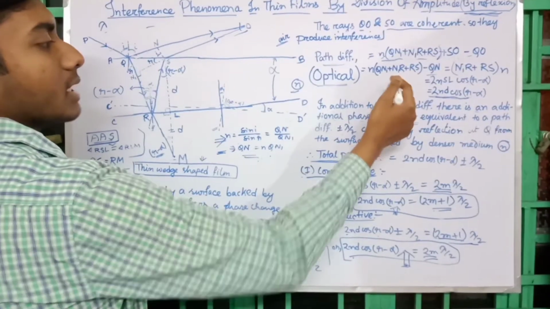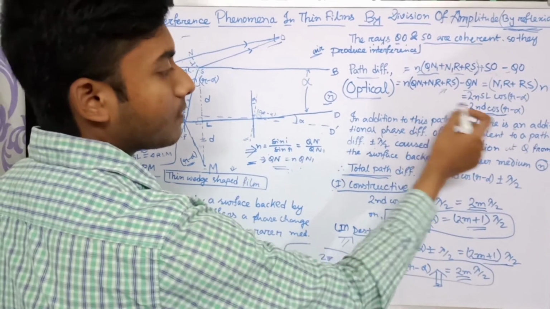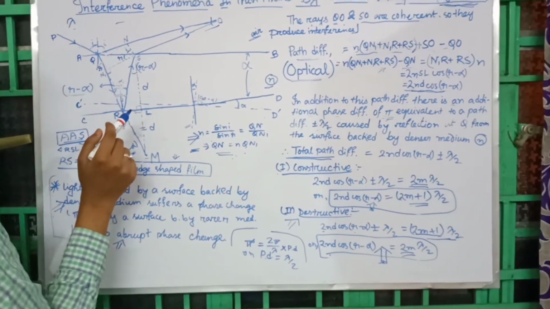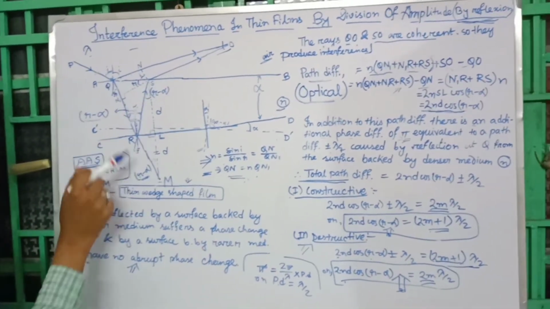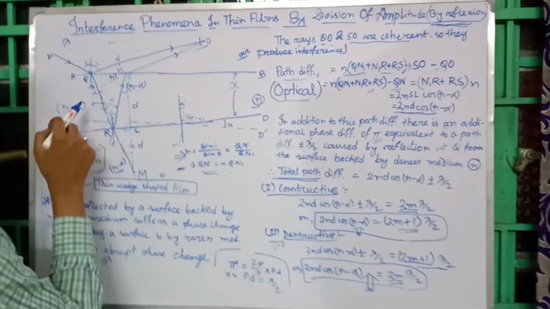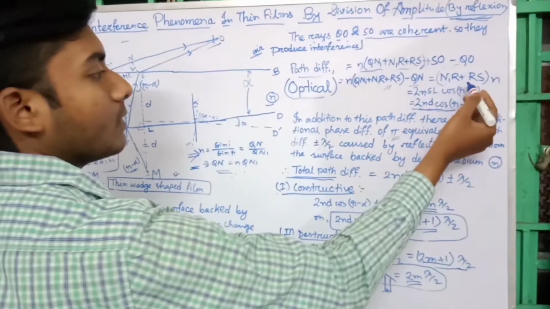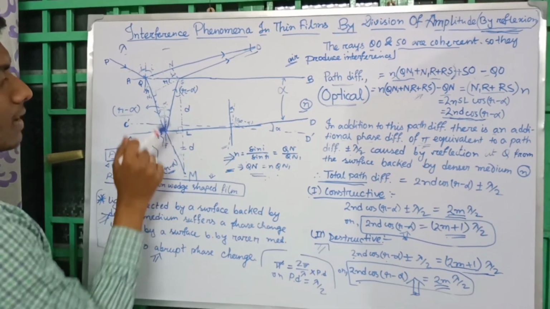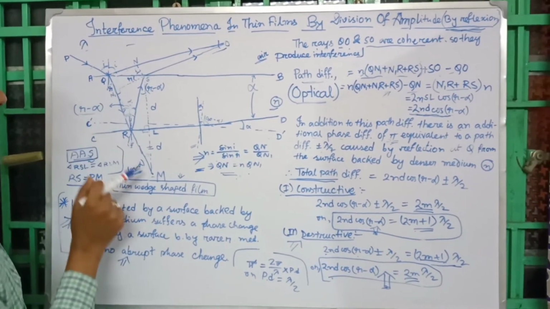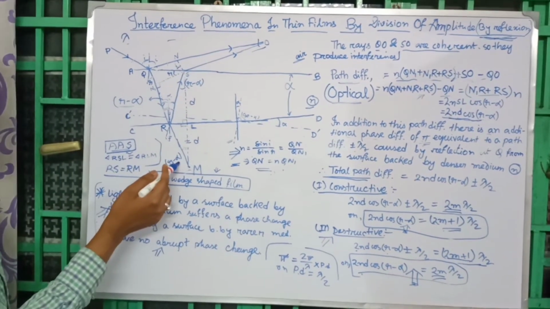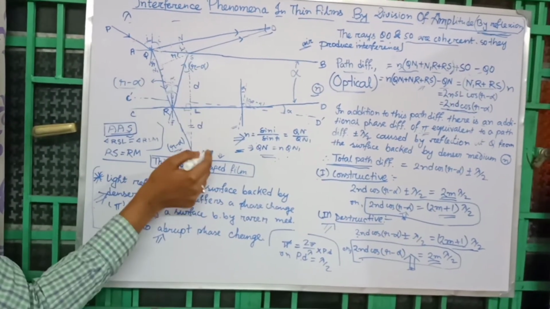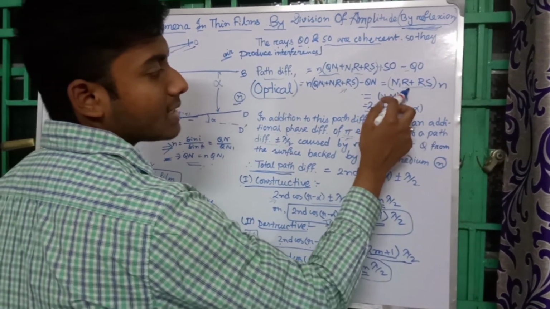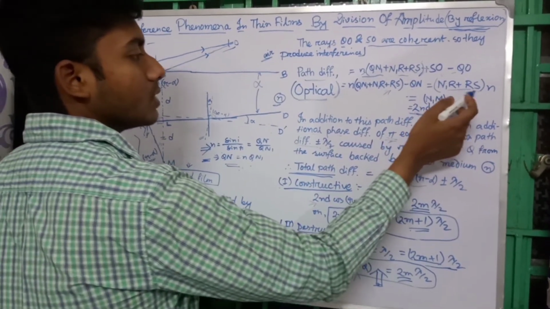So putting these values in this equation, we get (N1R plus RS) into N. Now RS equals RM, so we can write this as N1M into N. And from the triangle N1MS, we can see that N1M equals 2D cos (R minus alpha). So this N1R plus RS will be N1M, so this will be N1M times N.